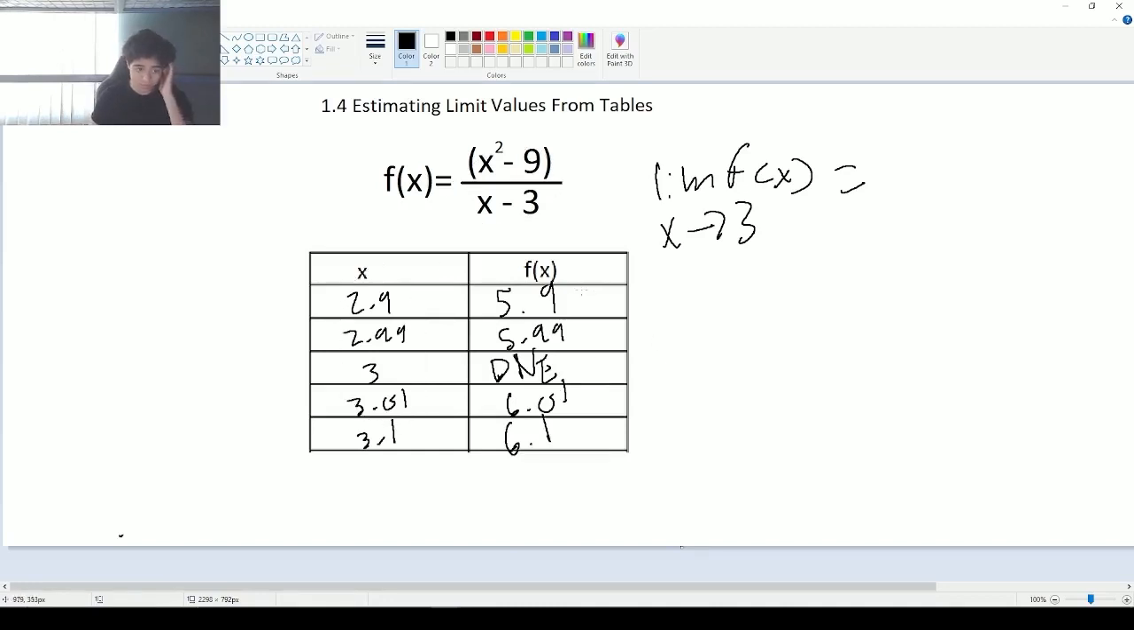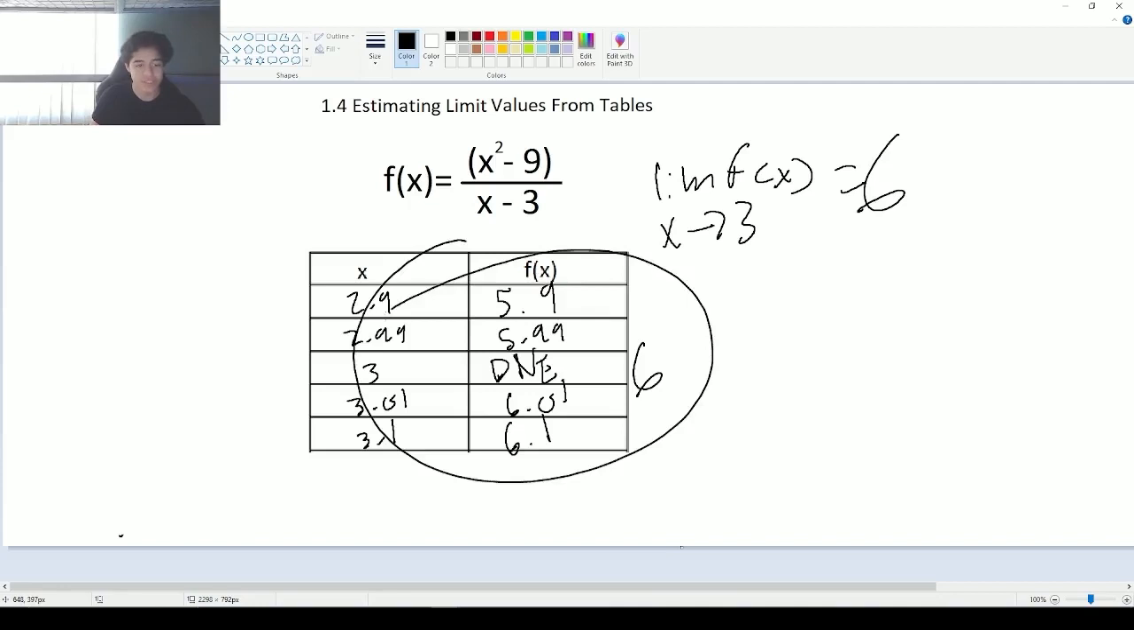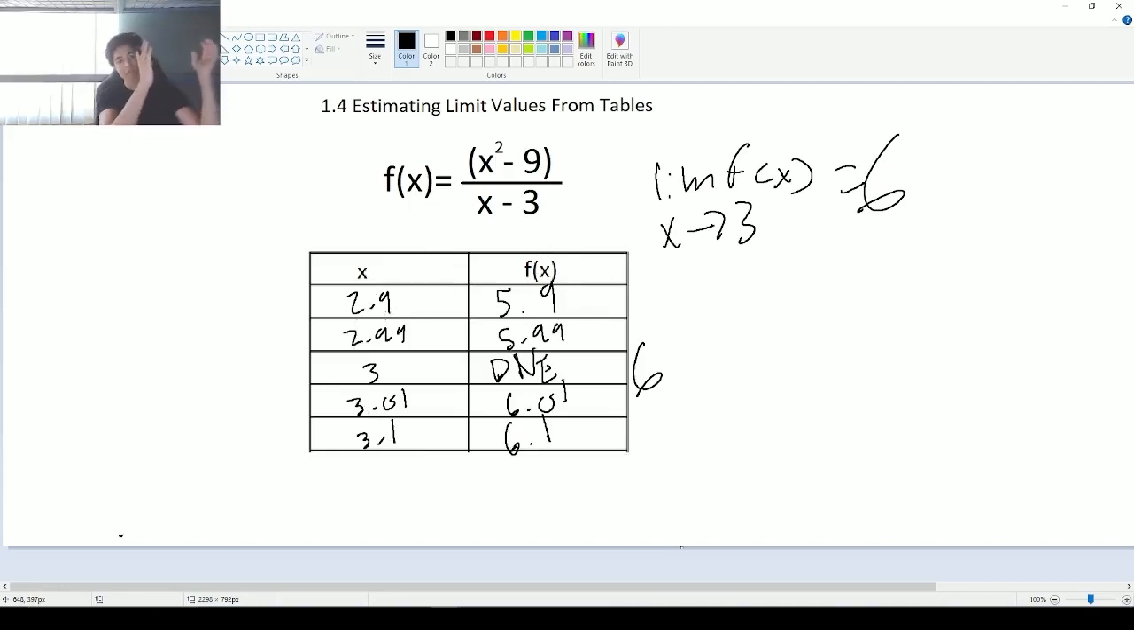So from the left side, 5.9, 5.99 is getting close to 6. And from the right side, 6.1, 6.01 is getting close to 6. So from this, you could just assume that the limit as x approaches 3 of this equation is 6. If you don't know, you just make a table, put things on the left side that are close to it, things on the right side, plug it all into a calculator, and you'll get your limit, you'll get your answer. It's that simple. This section is pretty simple.